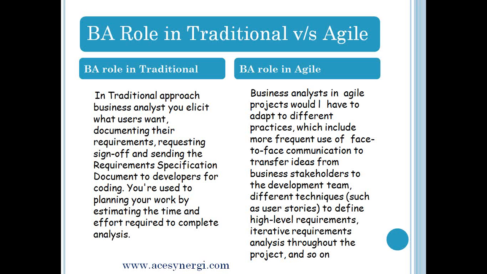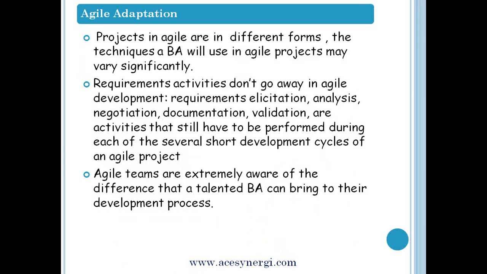In traditional, you define everything upfront. You follow a very formal change management process. Whereas agile is basically an evolutionary approach where, as you go along, requirements become more and more clear. You keep on doing your product backlog grooming. All that will happen here. In agile, projects come in different forms, and the technique will vary from project to project. Requirement activities are a very essential key thing which I talk about.